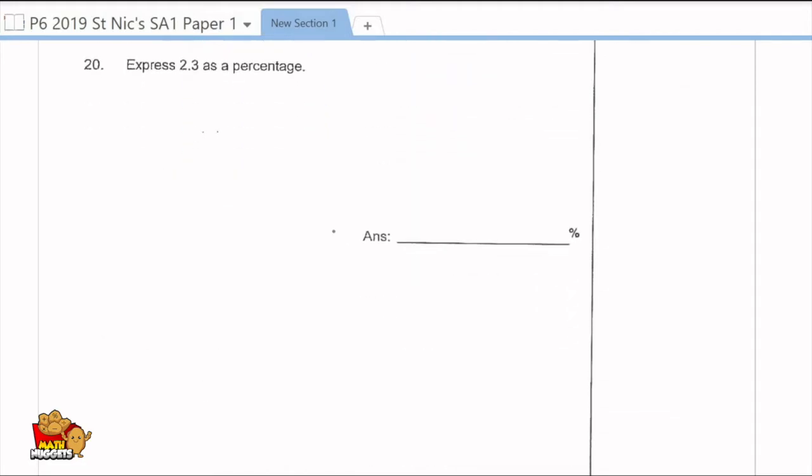Question 20, express 2.3 as a percentage. Now, when we want to express a decimal as a percentage, we simply take that decimal and times 100. I shift it to the right 2 times again, 230%.